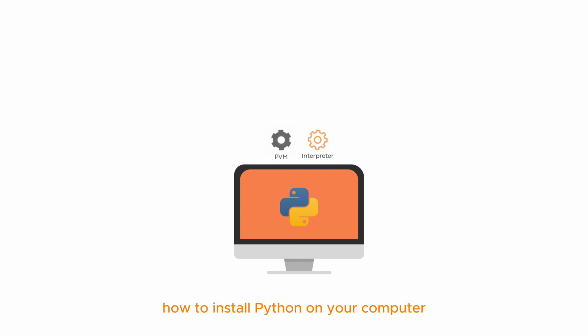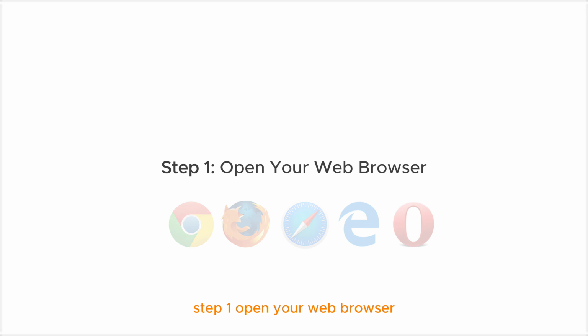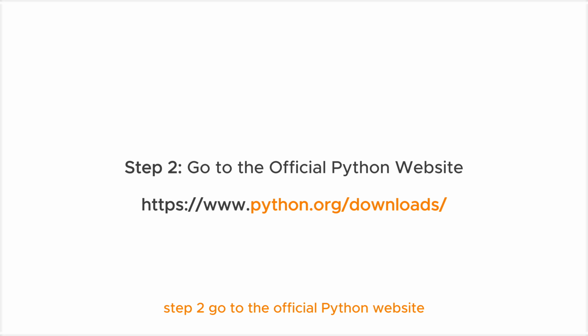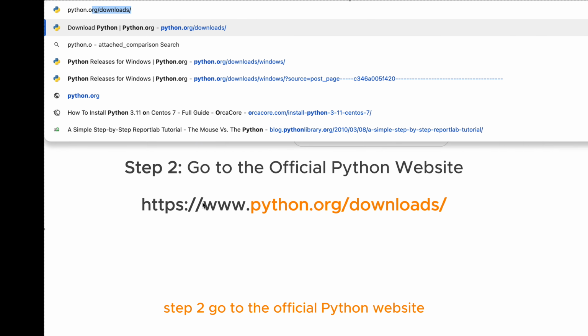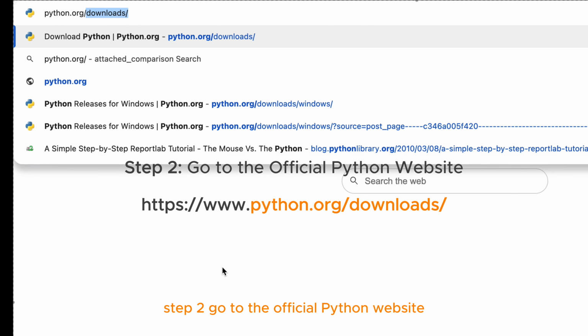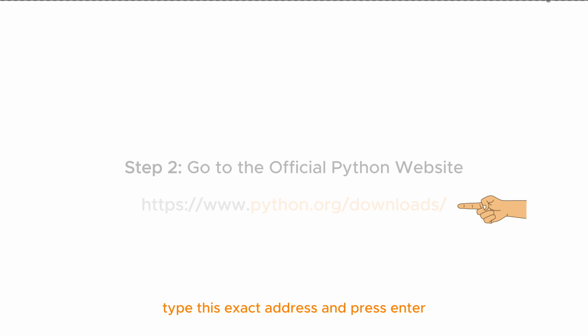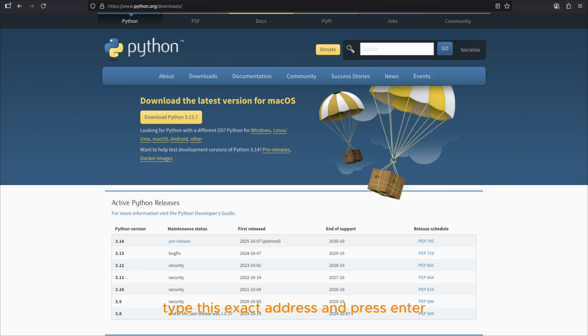How to install Python on your computer. The process is very simple. Just follow these steps. Step 1. Open your web browser. First, open any web browser you like. Step 2. Go to the official Python website. In the address bar at the top, type this exact address and press enter.